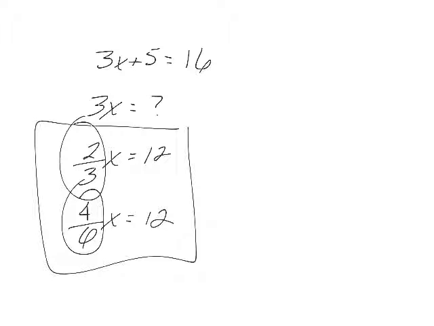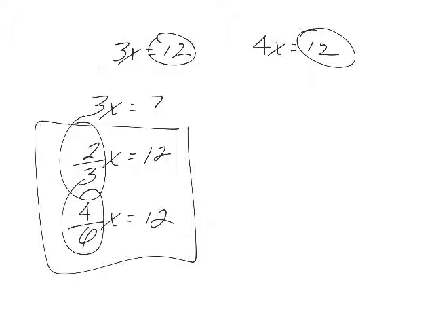Okay? And they don't even have to look alike. Sometimes, I mean, if I were to say something like 3x equals 12 and 4x equals 12. Those are equivalent equations because they both equal the same thing. What does that tell me? It tells me that 3x and 4x are equal to each other in order for them to equal 12, right? So that's what makes them equivalent.